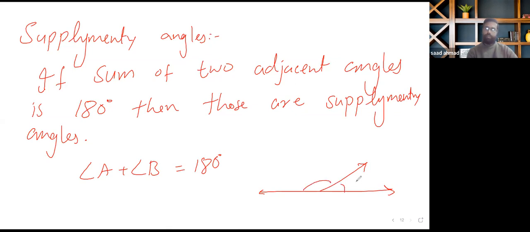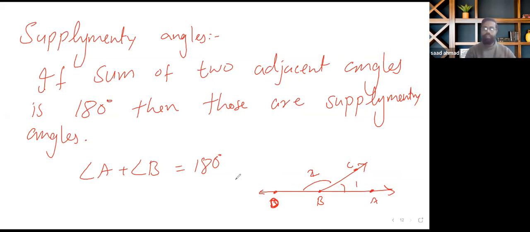Let's say we have this and this and this. We call this angle 1, angle 2. Or we can even name them, that's also fine. Let's say this is A, B, C, D. Anyway, you can write them with the numbers inside or with letters. So if their sum is 180 degrees, then we call them supplementary angles.